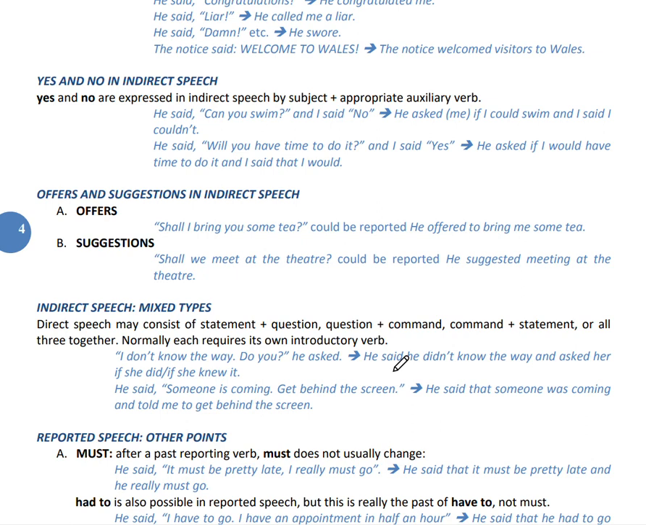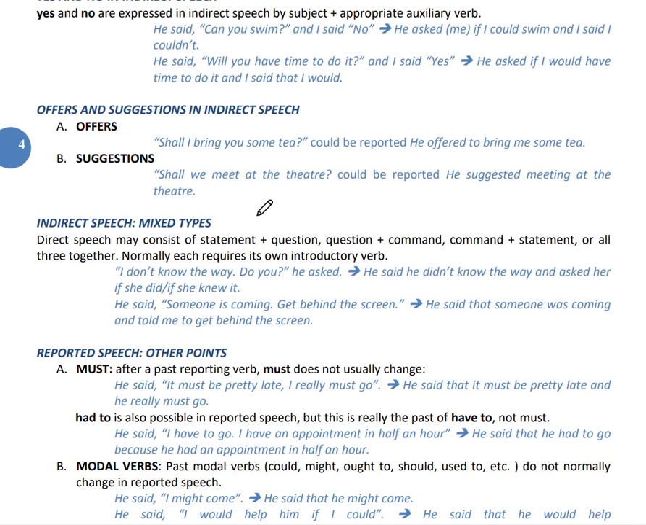Great. Offers and suggestions in indirect speech. So, offers. "Shall I bring you some tea?" could be reported as "He offered to bring me some tea." Great.